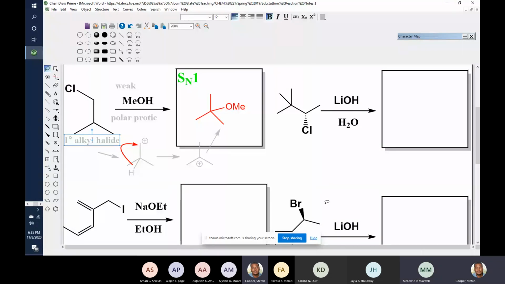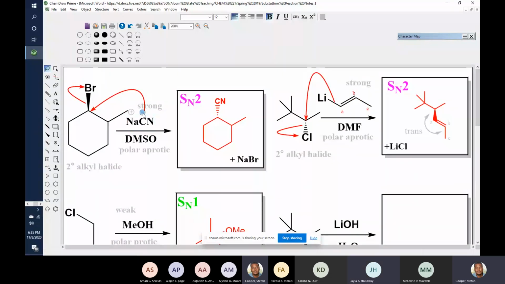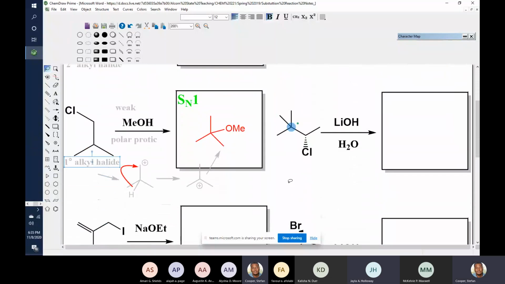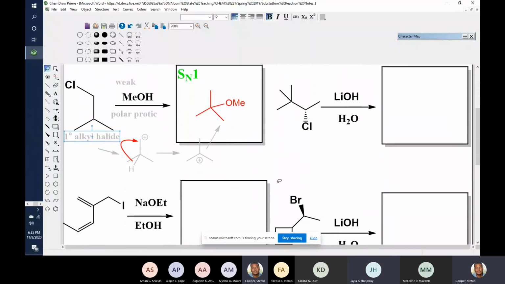But when you're dealing with bonds, there's always two electrons in these bonds. So the hydride is moving with the H and two electrons. Nucleophiles are attacking with two electrons. The leaving group is leaving with two electrons. That's the same as saying a full lone pair is moving or attacking. Okay, good questions. Any other questions?